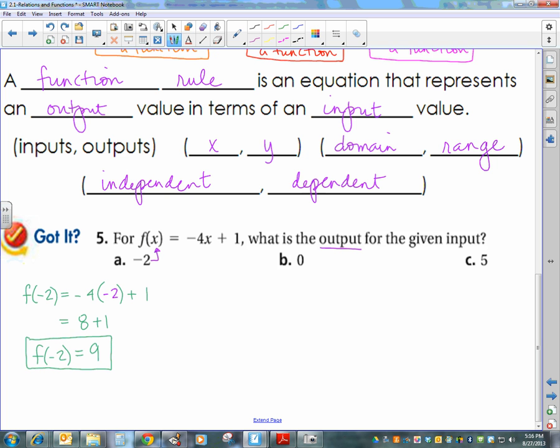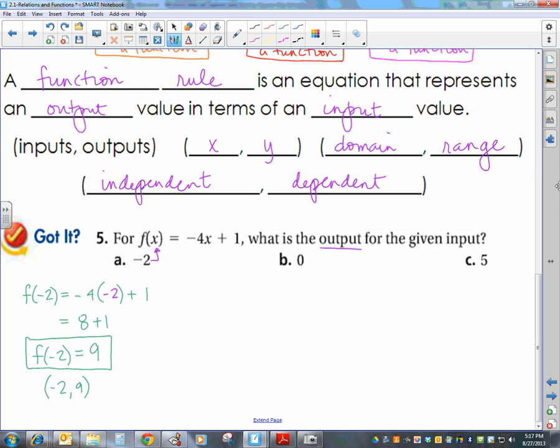Okay? Sometimes they want you to write it like that. Sometimes you may write it like this. Keep in mind these two are equivalent expressions. This would be the function notation, and this would be that ordered pair. Still giving me the output for the input.